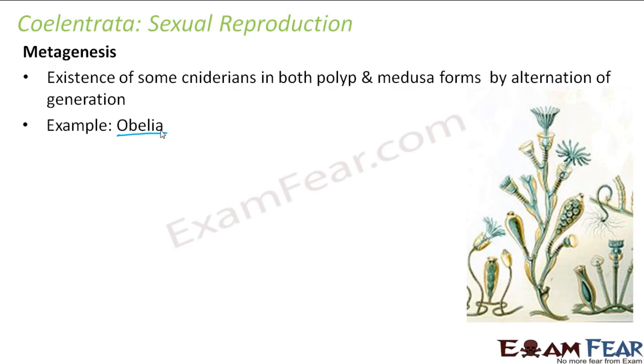But in case of coelenterates where both polyp and medusa forms exist, the situation will become a little different. What will happen there? Alternation of generation will happen. That is, one form will give rise to the other form. Maybe polyp will give rise to medusa, again medusa will give rise to polyp. So that alternation of generation will take place. So let us look at the life cycle of such a coelenterate. Let us look at the life cycle of Obelia. That will actually help you to understand the concept even better.